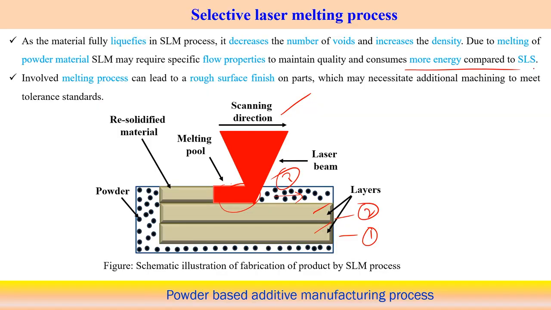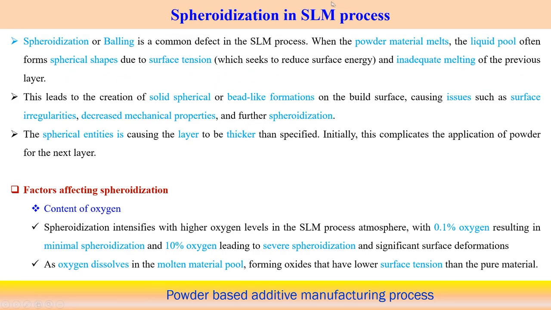In this case we see that definitely more energy is required as compared to the SLS, selective laser sintering process. And this melting process can lead to a rough surface finish on the parts. So of course we need to perform some kind of machining operation even if you follow the selective laser melting process.